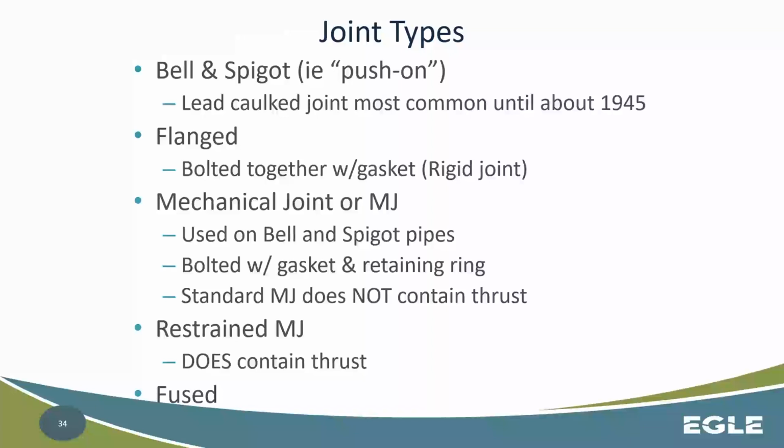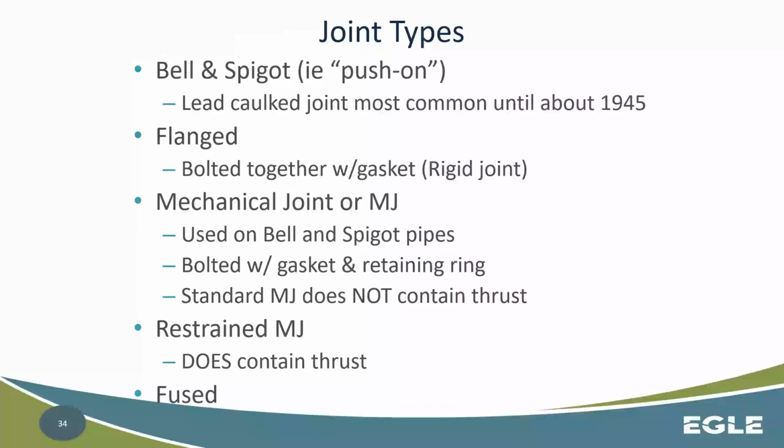So here's a few joint types that we've already kind of briefly mentioned or discussed. So bell and spigot, that's your typical push-on joint. I think most people are fairly familiar with this, and we'll talk about this, but the bell end is kind of that rounded end, and the spigot end is like a typical end of a pipe, right? It's straight and linear, and it slides into that bell end portion.